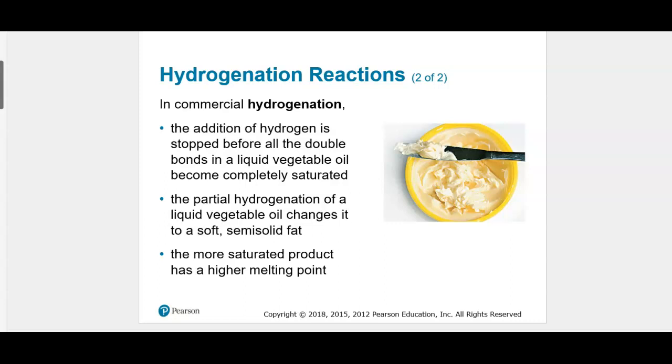So hydrogenation reactions commercially are not taken all to completion, because if everything's saturated, you're going to have this chunky stuff that isn't really going to be good for much. You need to have some, like margarine. You want this buttery kind of feel to it. You don't want these clumps, almost powders. It just wouldn't be very useful for the application.